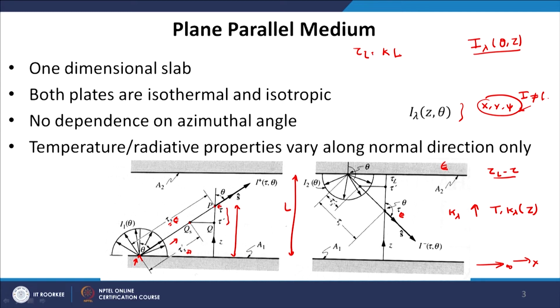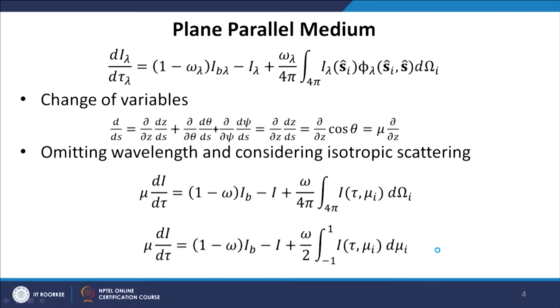One last thing in the notation: the intensity that originates from the bottom surface and moves in the upward direction is represented by I plus, a function of tau and theta, and the intensity that comes from the top surface and moves in the downward direction is represented by I minus, also a function of tau and theta. So, we have to solve for these two intensities, I plus and I minus, and then use them to find the quantities of our interest, that is the radiative heat flux and divergence of heat flux. So, these two quantities are of our interest.